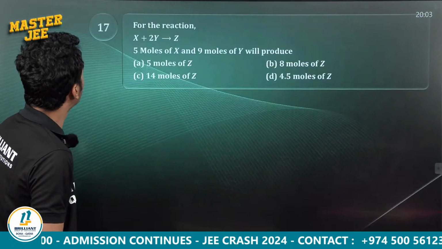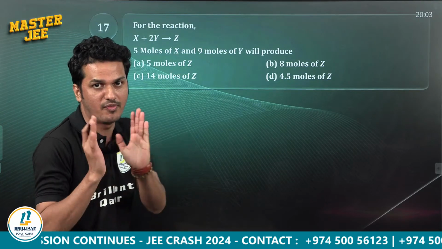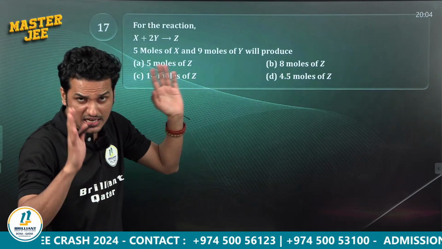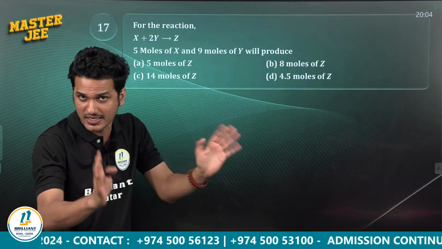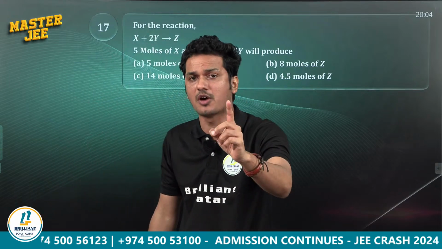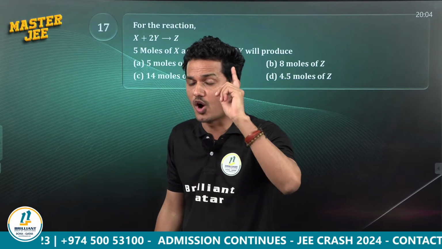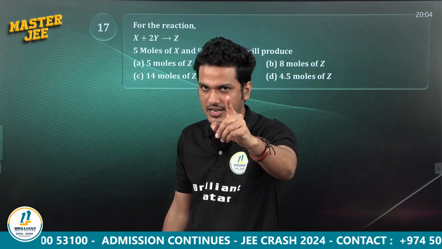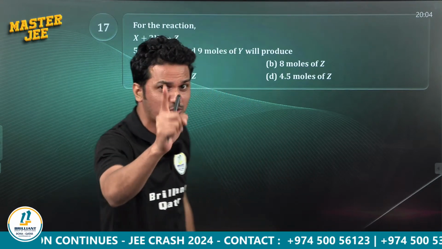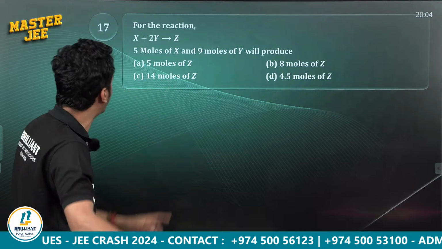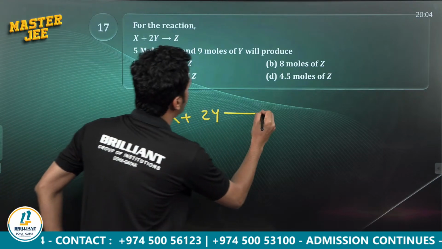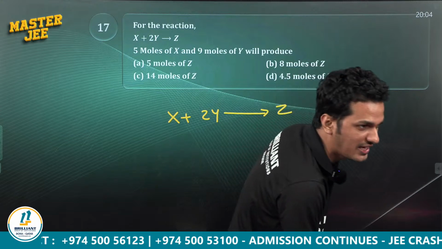Next question, this is the 17th question. Listen to me very carefully. This is actually related to the limiting reagent area, stoichiometry related area. Don't forget, in basic concepts, mainly 3 concepts you have to remember: mole concept, stoichiometry and concentration. Without any lagging, you have to learn the concentration. So here they are giving X plus 2Y gives Z.